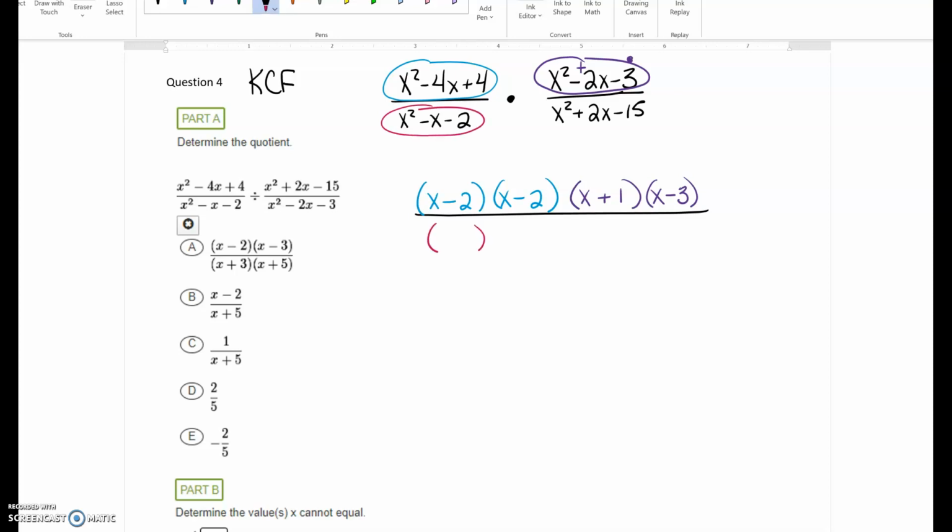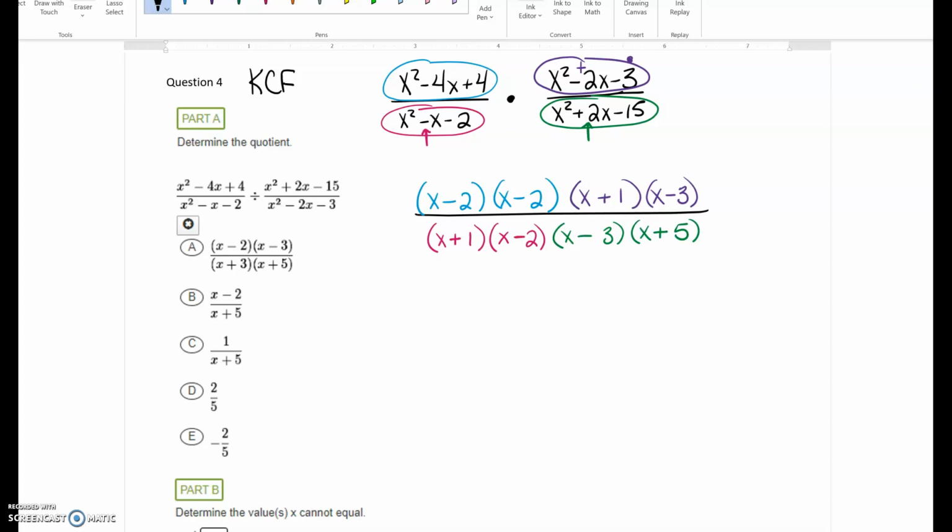This one, the only way to multiply to get 2 is to do 1 times 2. And because we're adding up to a negative, the bigger number needs to be negative. To multiply to get -15, that is usually 3 times 5. We're adding up to a positive number, so the bigger number needs to be positive.